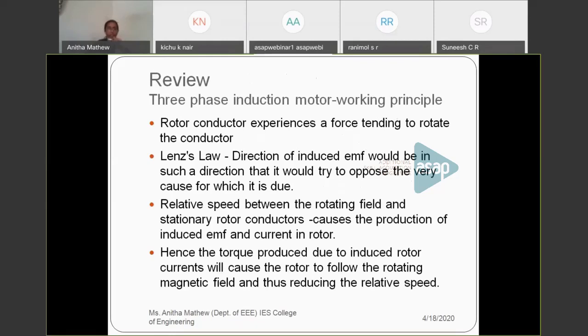I think all of you understood this portion. We'll move to the next portion, that is the first topic of module 6.